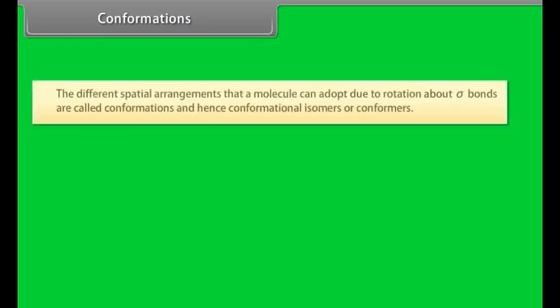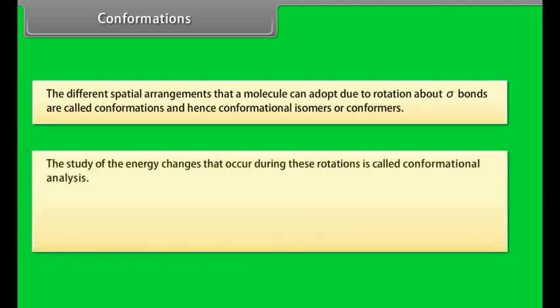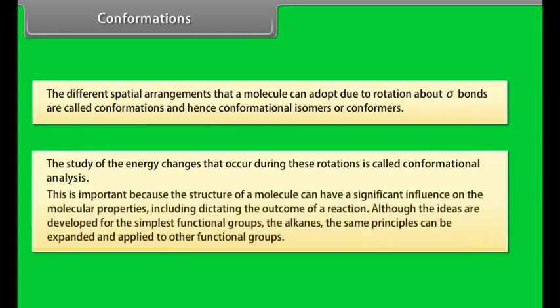Conformations. The different spatial arrangements that a molecule can adopt due to rotation about sigma bonds are called conformations, and hence conformational isomers or conformers. The study of the energy changes that occur during these rotations is called conformational analysis. This is important because the structure of a molecule can have a significant influence on molecular properties, including dictating the outcome of a reaction. Although the ideas are developed for the simplest functional groups, the alkanes, the same principle can be expanded and applied to other functional groups.